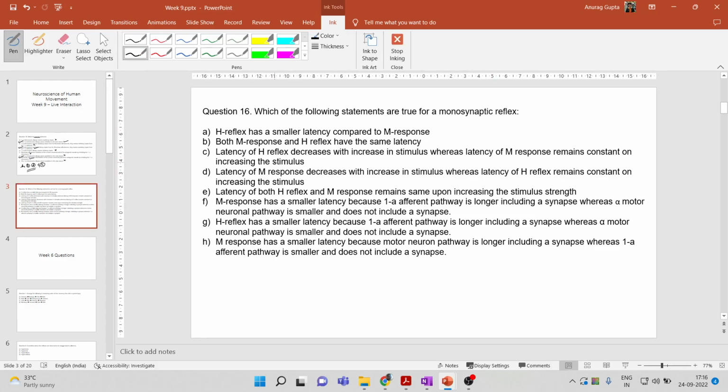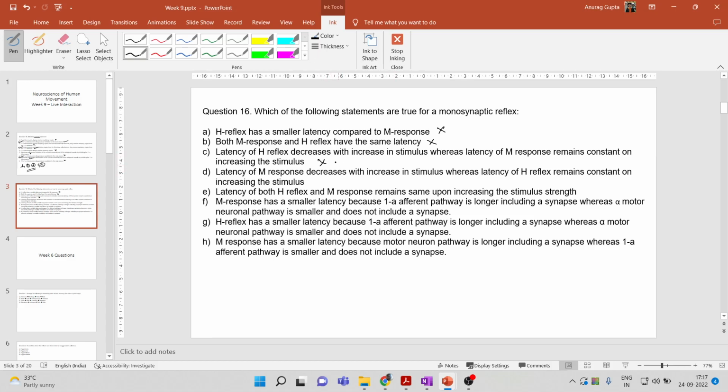Which of the following statements are true for a monosynaptic reflex? H reflex has a smaller latency compared to the M response. No, we just saw that the M response has a smaller latency. Both M response and H reflex have the same latency. We have seen that the H reflex has more latency because it has to conduct through the 1A afferent, and the signal should pass through the synapse and then through the alpha motor neuron. So this is wrong. The latency of the H reflex decreases with increase in stimulus, whereas the latency of M response remains constant on increasing the stimulus.